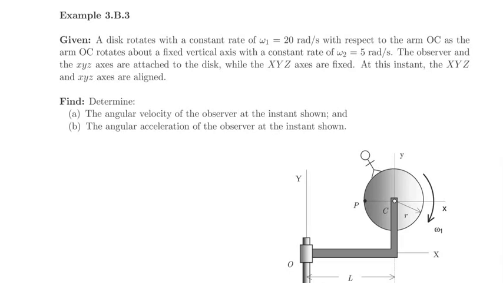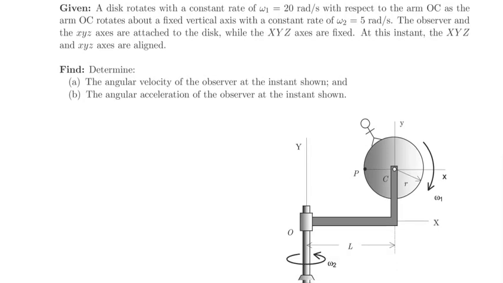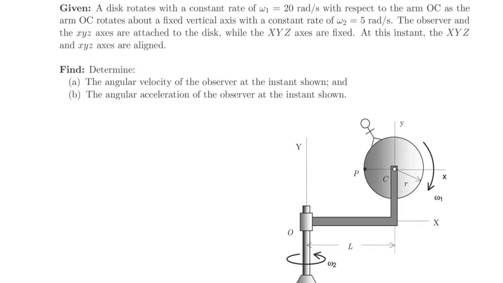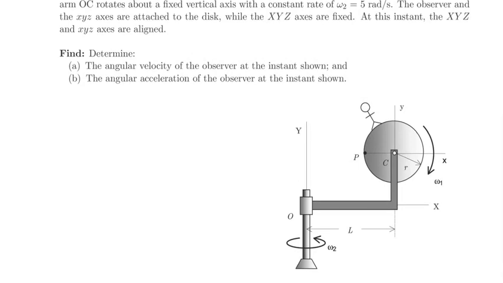Okay, so in this example we have a disk rotating with a constant rate omega 1 with respect to the arm OC, and we also have told that arm OC rotates about a fixed vertical axis with a constant rate omega 2. We're told that the observer and the little xyz axes are attached to the disk, while the capital XYZ axes are fixed in space.